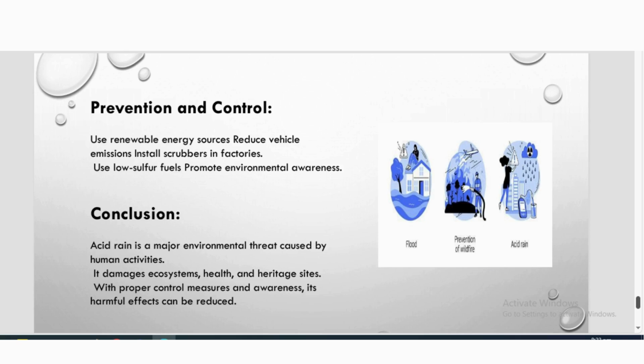So, for prevention and control: use renewable energy sources, reduce vehicle emissions, install scrubbers in factories, use low-sulfur fuels, and promote environmental awareness. As a concluding remark, acid rain is a major environmental threat caused by human activities. It damages ecosystems, health, and heritage sites. So, with proper control measures and awareness, its harmful effects can be reduced.